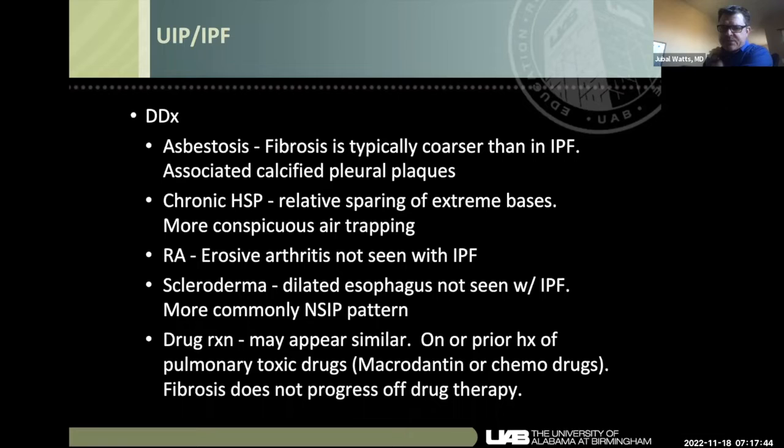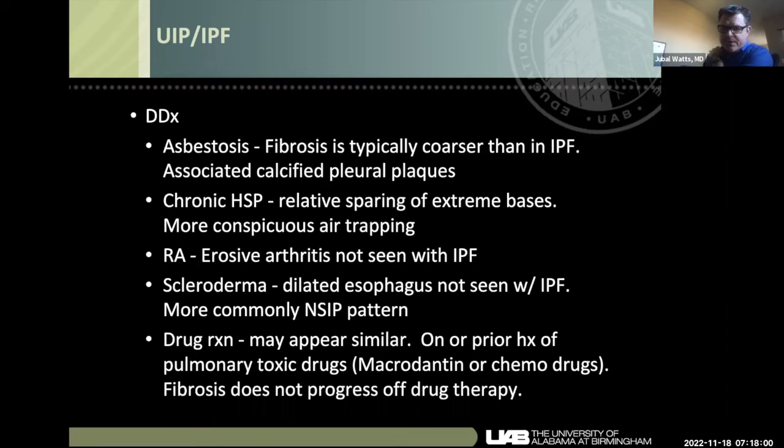You'll see the calcified pleural plaques. Fibrotic HP, we used to call chronic HP. You'll see sparing of the posterior basis typically, and you'll have air trapping. If they have rheumatoid arthritis, they'll have manifestations of that you wouldn't see with IPF.